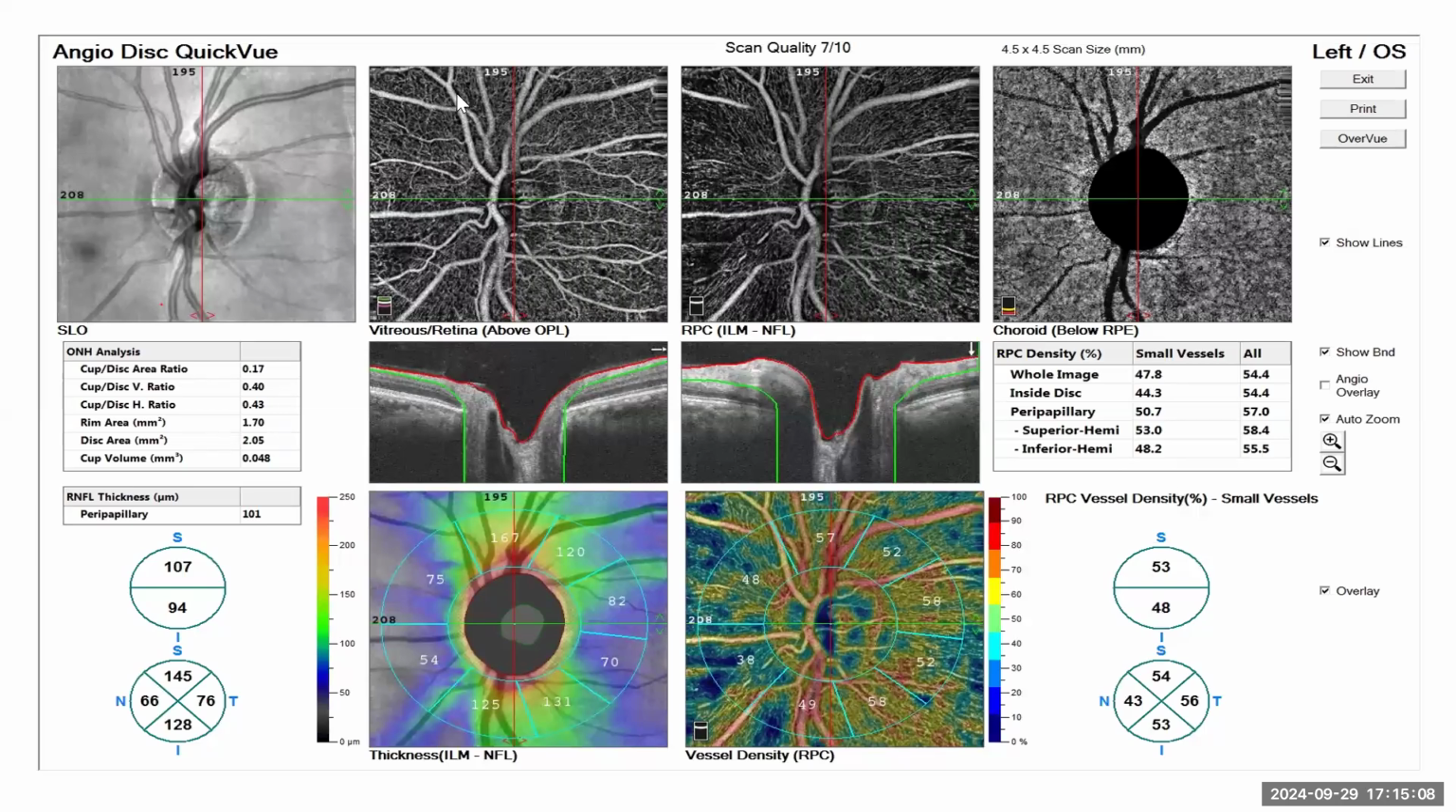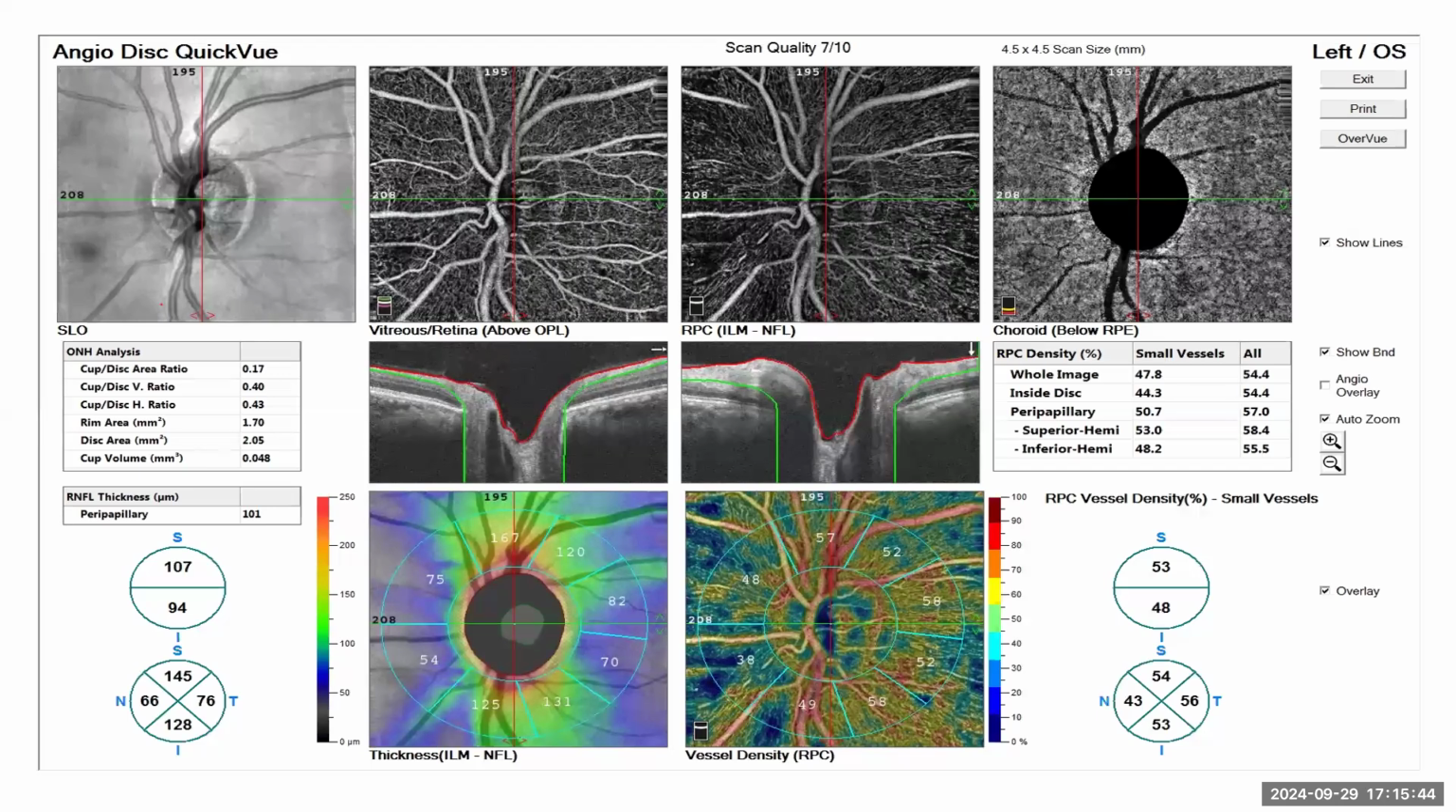Yes, Dr. Umeh. This is like a similar case to the one we treated earlier. It has a good scan quality. And when we look at the vessel density, we have an average peripapillary vascular density of 50.7. I don't know the age of this patient. I'll give you the age: the patient is 41, a 41-year-old female.